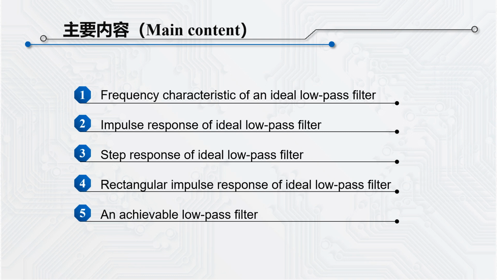In this lecture, we mainly learned the frequency characteristics of ideal low-pass filter and analyzed the time domain characteristic and the frequency domain characteristic of its impulse response, step response, and rectangular impulse response. And we know that the ideal low-pass filter is a non-causal system that is physically unachievable. By analyzing the performance of ideal low-pass filter, we can have a deep understanding of the characteristic of achievable low-pass filter.